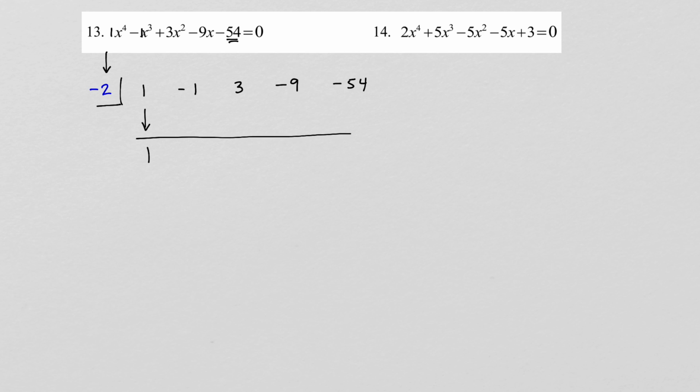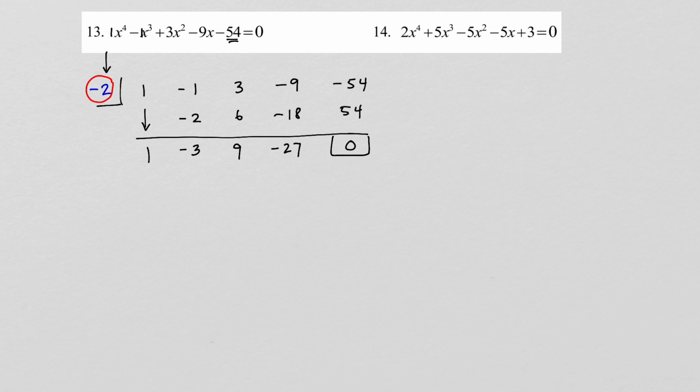So negative 2 times 1 is negative 2. Negative 1 plus negative 2 is negative 3. Negative 2 times negative 3 is positive 6. 3 plus 6 is 9. Negative 2 times 9 is negative 18. Negative 9 plus negative 18 is negative 27. And negative 2 times negative 27 is positive 54. And now when I add those, I get 0. So we have found one solution, but there are others.